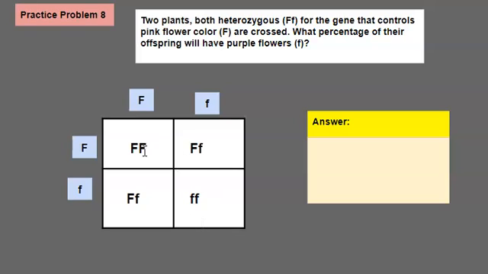So 1 out of 4 would give me purple flowers. Percentage-wise, that is 25% of the offspring will have, I have a typo. Let me fix my typo. Misplaced my P. All right, so 25% of the offspring will have purple flowers.